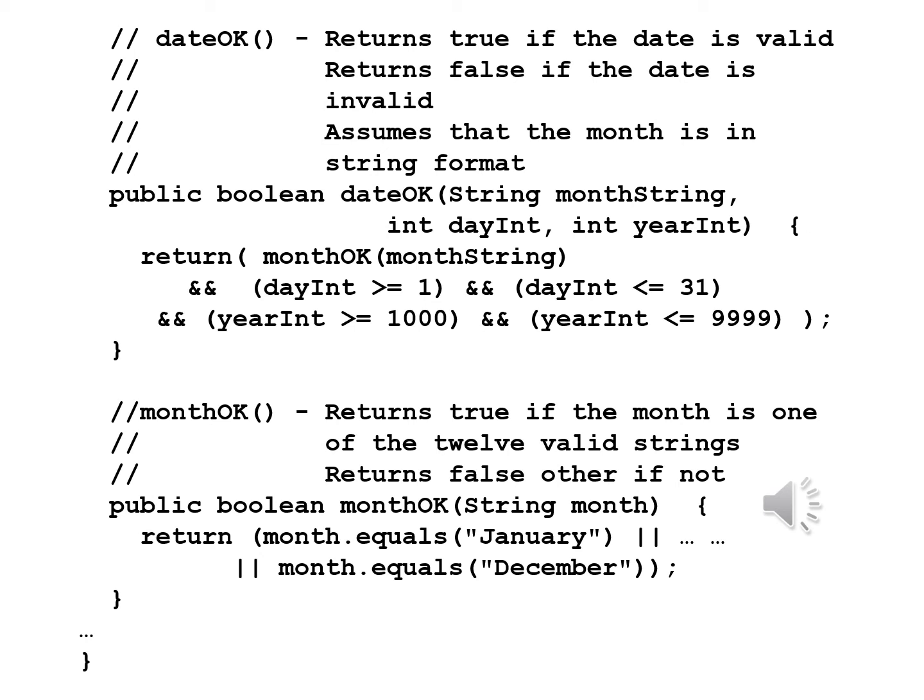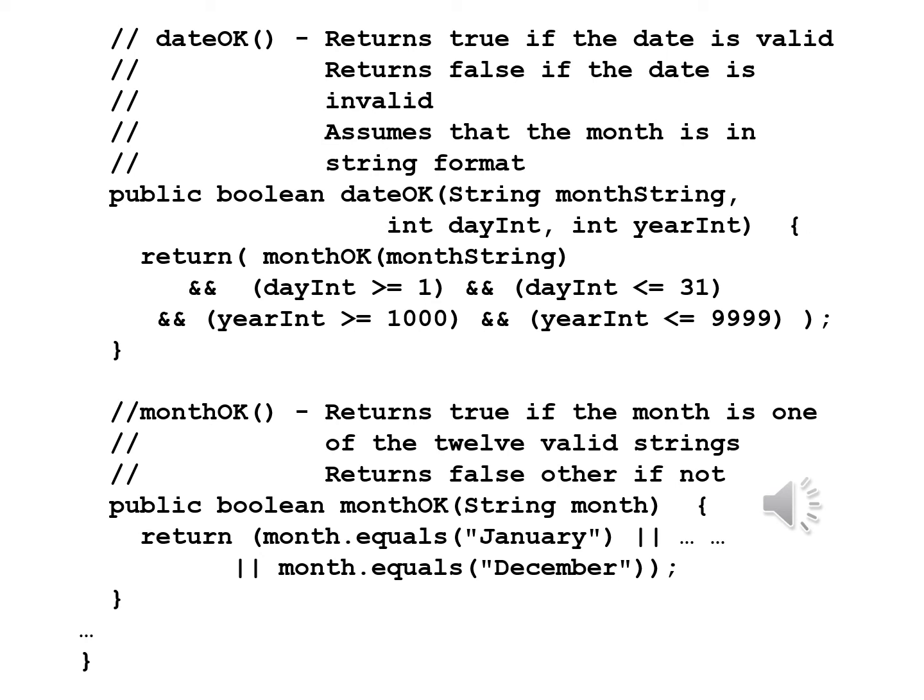Given that the month is a string, we will have to compare it to the 12 names that we have for the months. If it matches one of them, it's good. If it doesn't match any, it's not. monthOK returns true if the month is one of the 12 valid strings. Returns false otherwise.